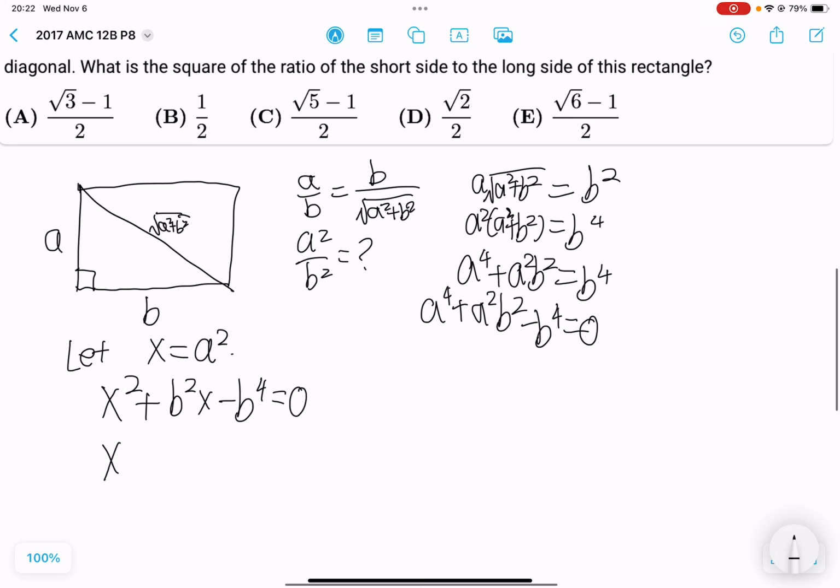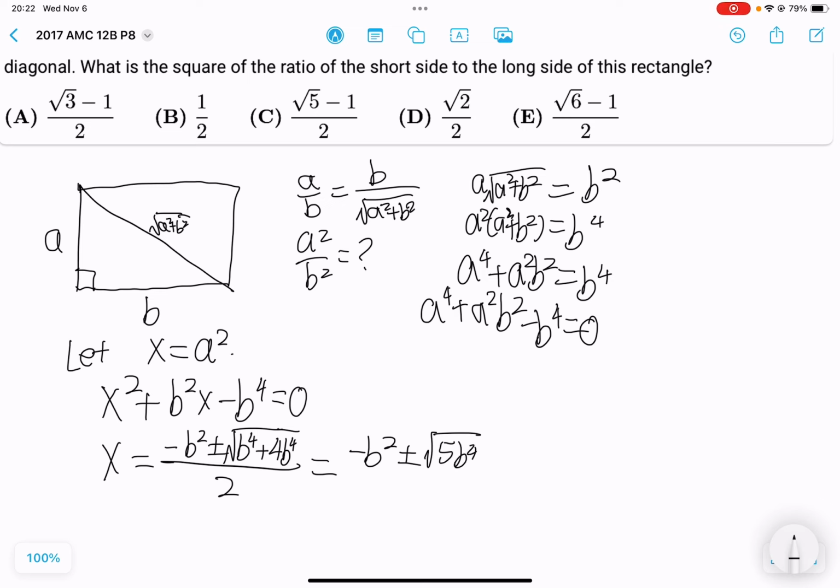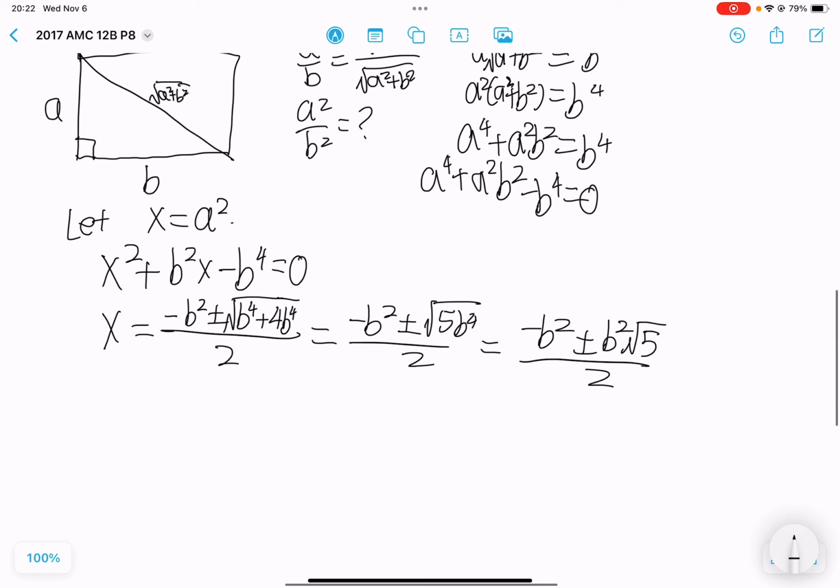Now let's just solve for x. Using the quadratic formula, x is going to be minus B squared plus or minus root B to the power of 4 plus 4B to the power of 4, and that is over 2. So we simplify this, we have negative B squared plus or minus root 5B to the power of 4 over 2. So we know that the answer is going to be negative B squared plus or minus B squared times root 5 over 2. And that's x, right?